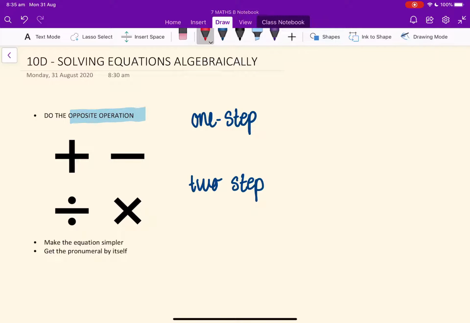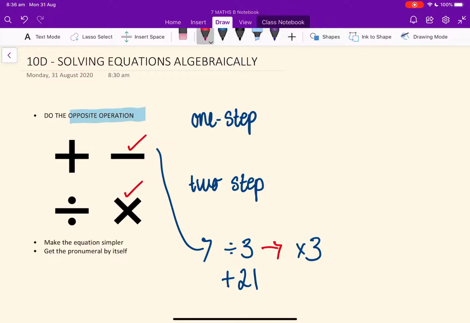So the opposite operation from adding is to subtract, okay, and vice versa. The opposite operation from dividing is to multiply and vice versa. Okay, so for instance, the opposite of divided by 3 is to multiply by 3. Okay, the opposite of adding 21 is to take away 21, and so on, okay, and so forth.